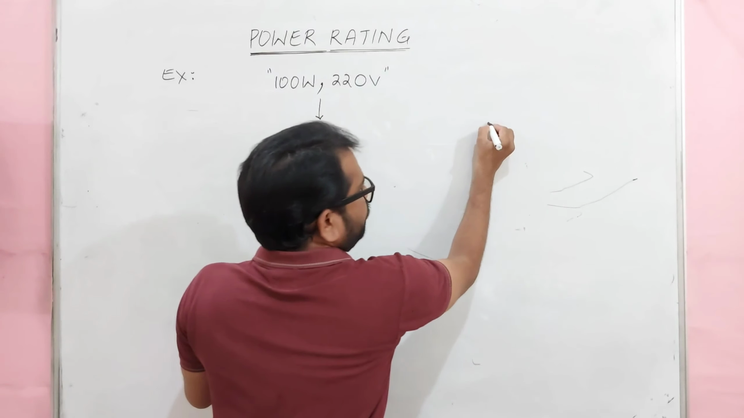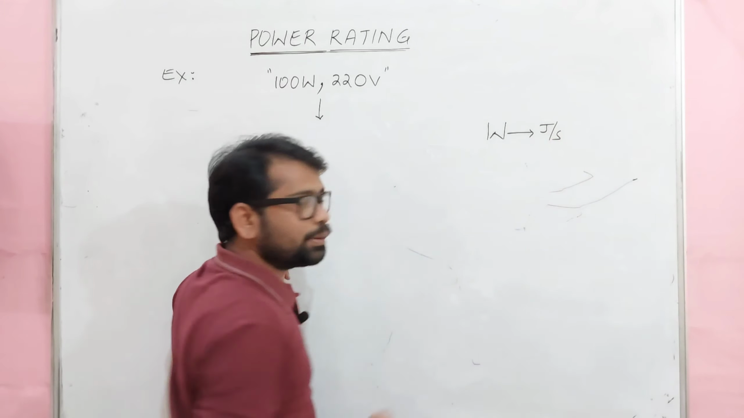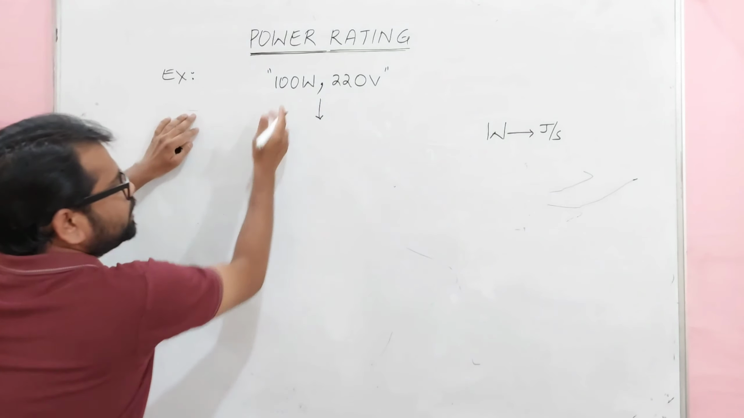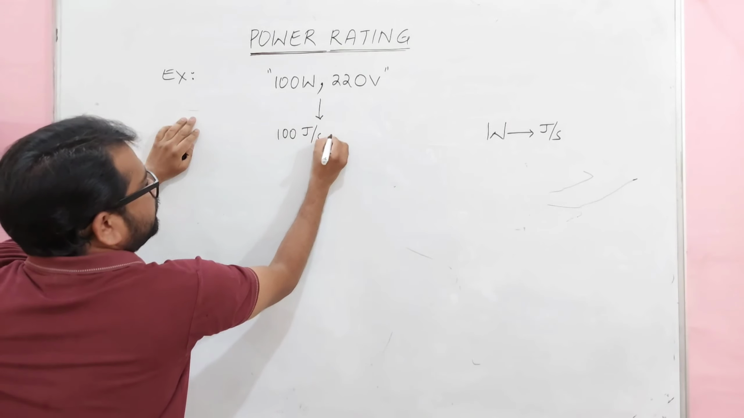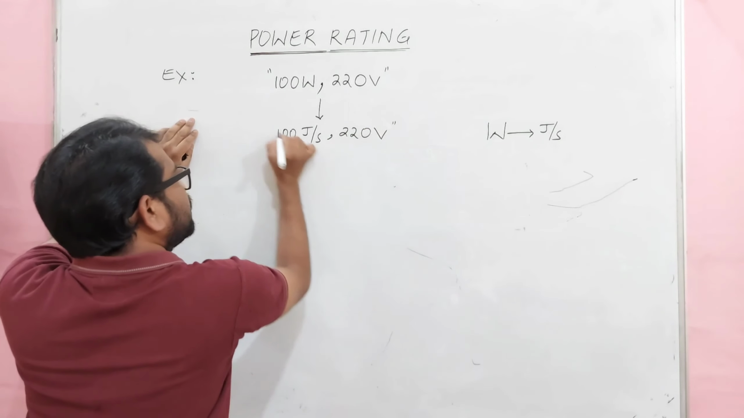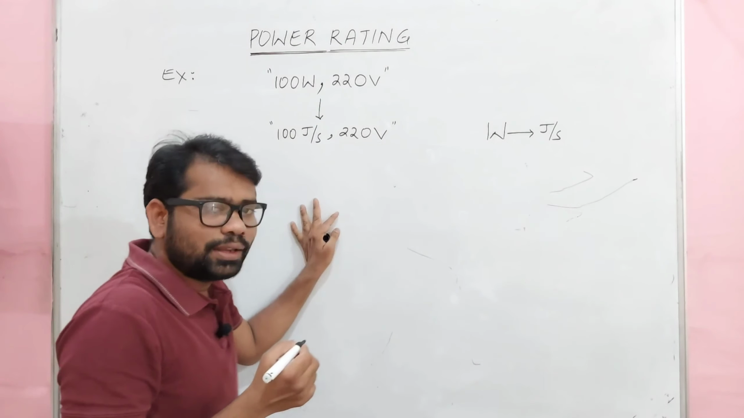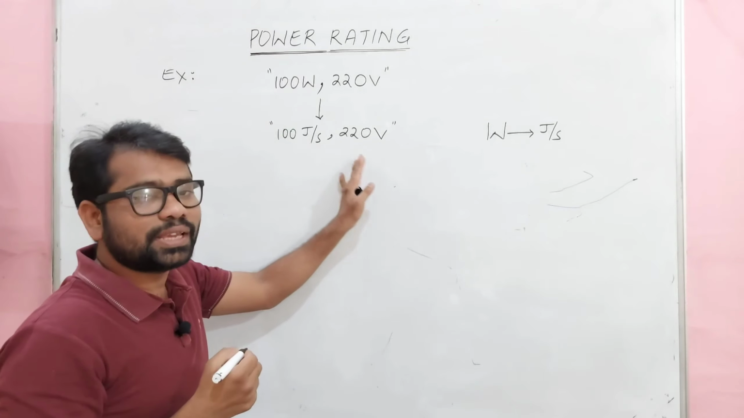We know that watt can be written as joule per second. So here we can write 100 joule per second, 220 V. So this can be written like this. But still it is not clear. We don't have clean information from this. What can we say, children?